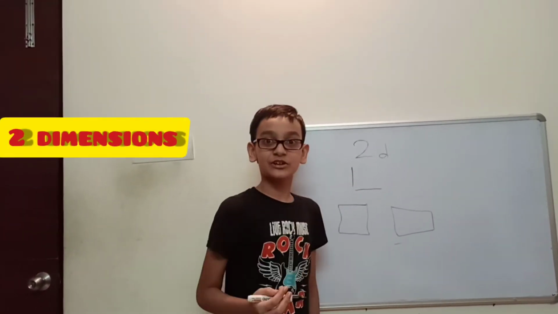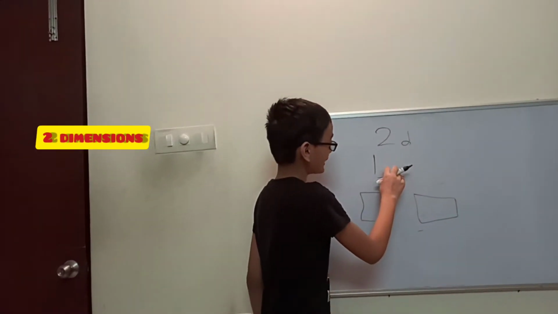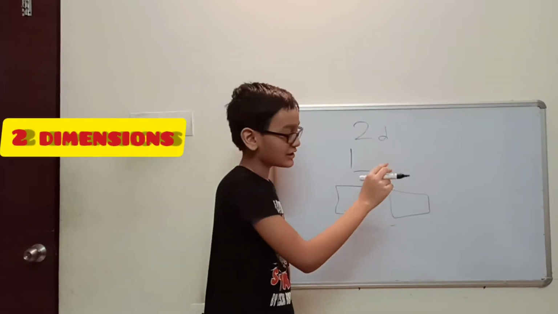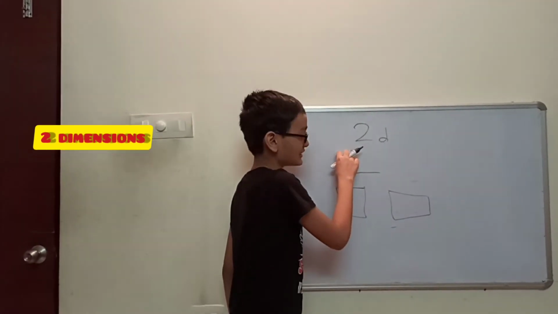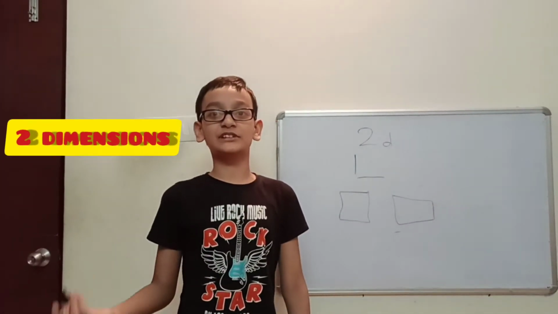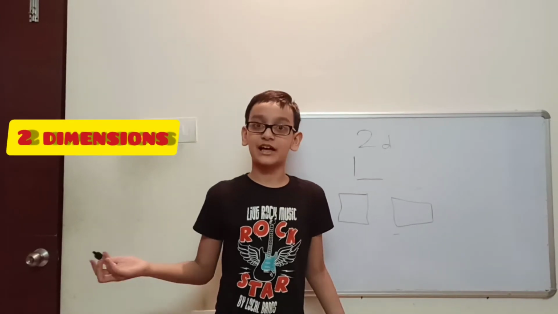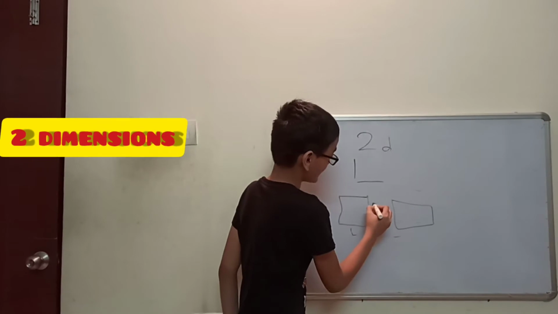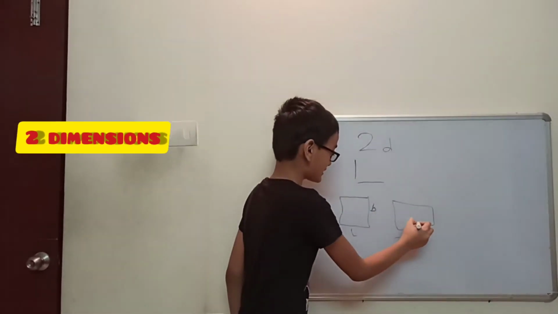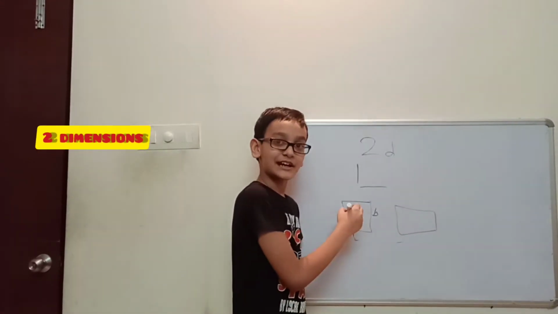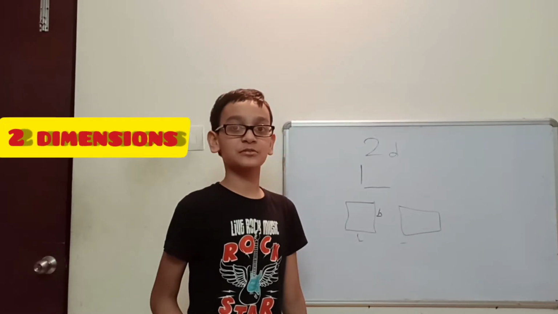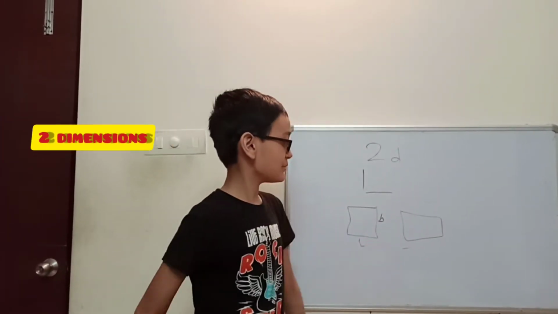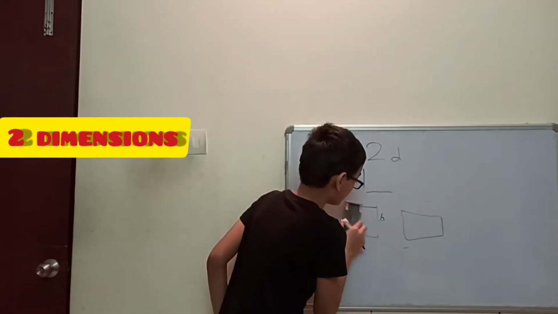So in 0D we didn't have anything. In 1D we have only 1 dimension, length. In 2D we have 2 dimensions, length and breadth. So in 3D we will have 3, and in 4D accordingly. This has length and it also has breadth. The side of the square can also be classified into length and breadth. This long one can be the length and the short one can be the breadth.